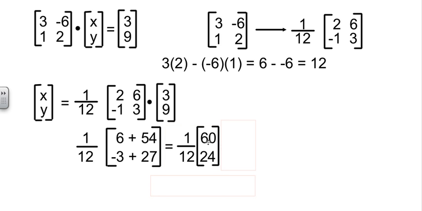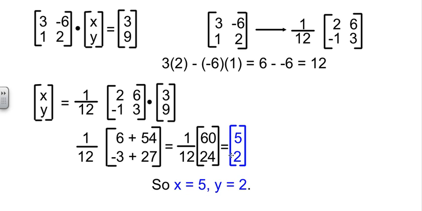Well, now we can clean up the arithmetic. Now if we distribute that 1/12, it comes out nice and clean. We have a matrix of 5, 2. You can give me your answer like this if you want to in matrix form, or you can take it apart and tell me x equals 5 and y equals 2. Okay. Either way works for me.